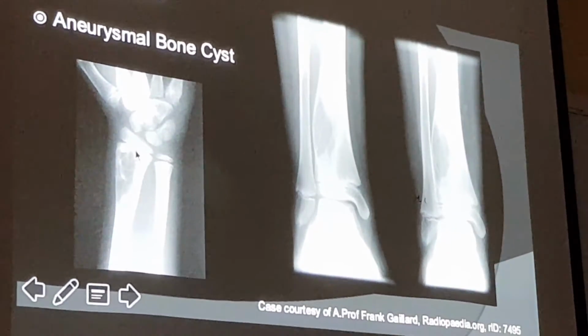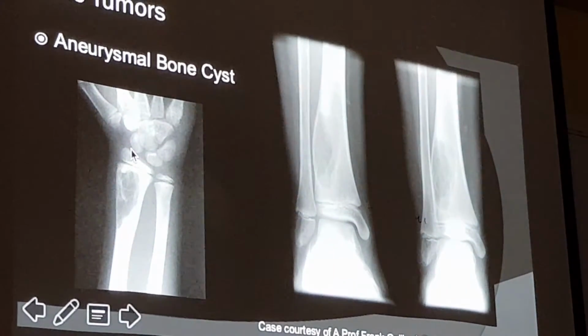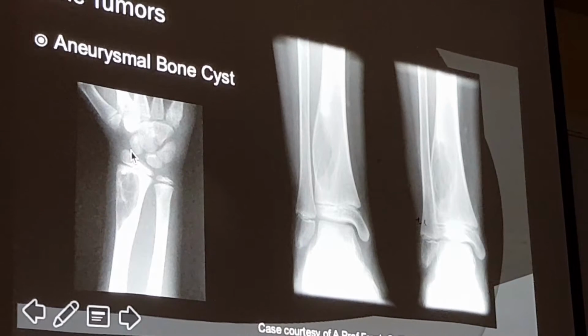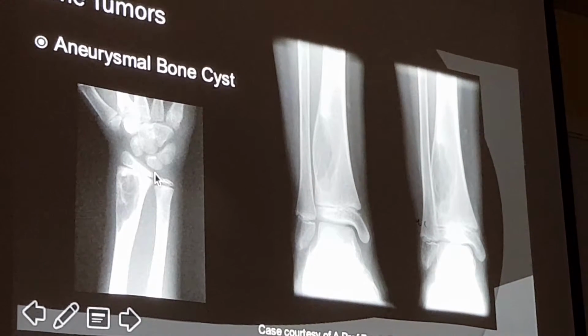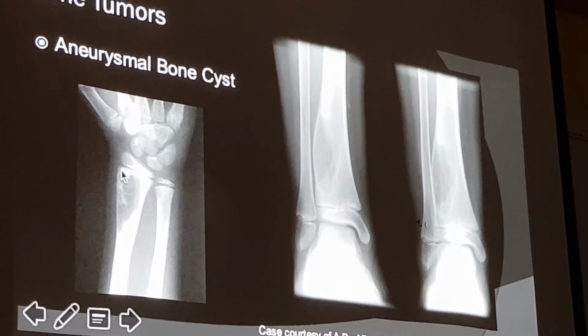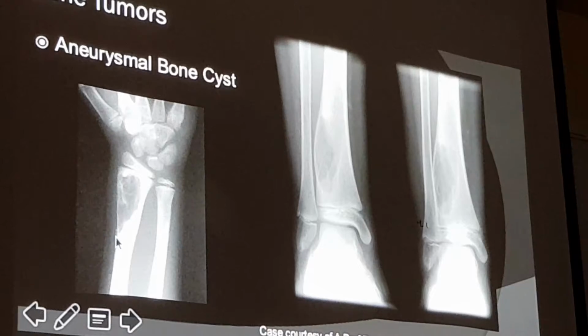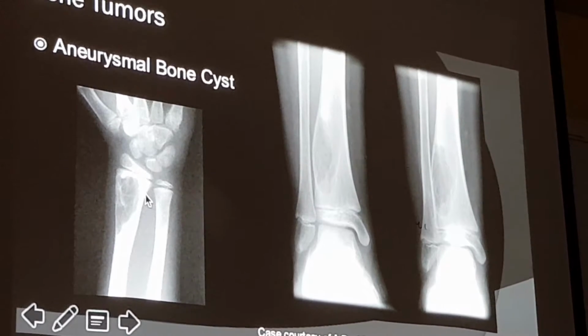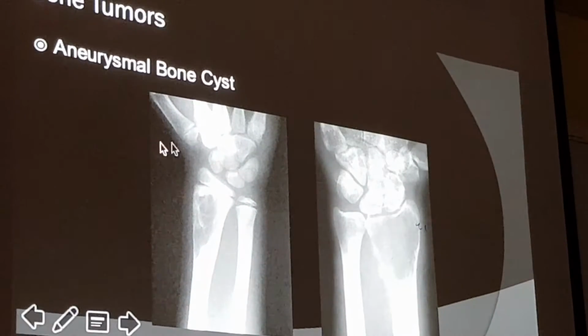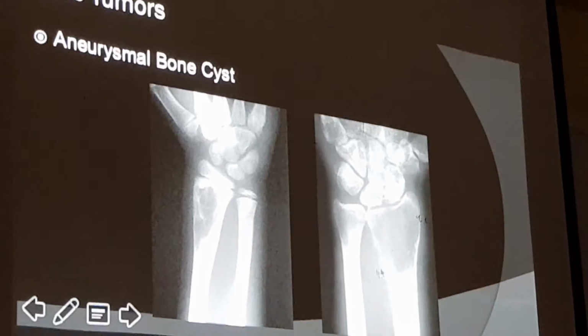So an aneurysmal bone cyst is an example of an eccentric lesion. Based on this appearance alone, anong call nyo? Aggressive, non-aggressive? It's actually non-aggressive. If you look at the borders, it's smooth. It has smooth sclerotic borders. So this is a non-aggressive lesion. However, it can be so severe that it can cause fractures din.